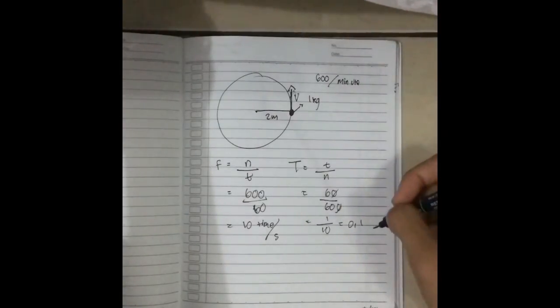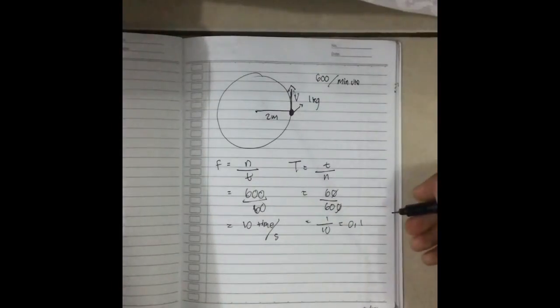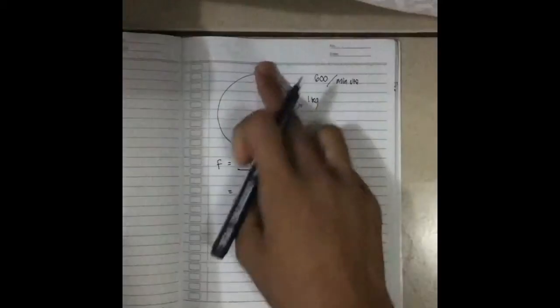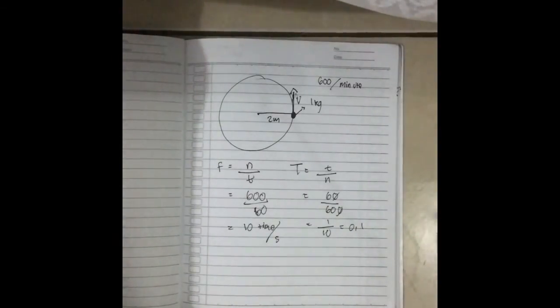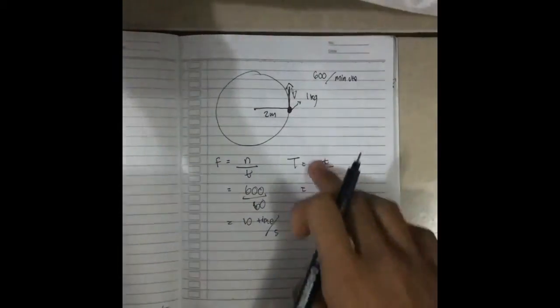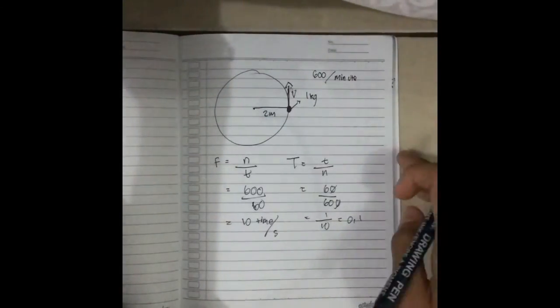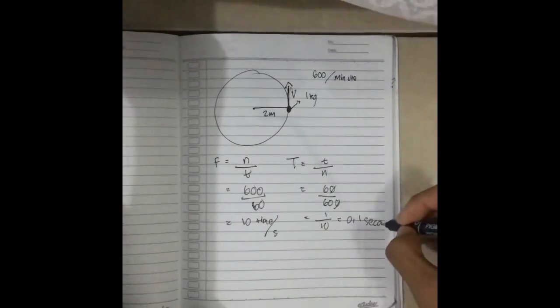0.1. The period is 0.1 second. So one spin, it's going to be needed. Just say that the period of this motion is 0.1 second. So move on to the next problems.